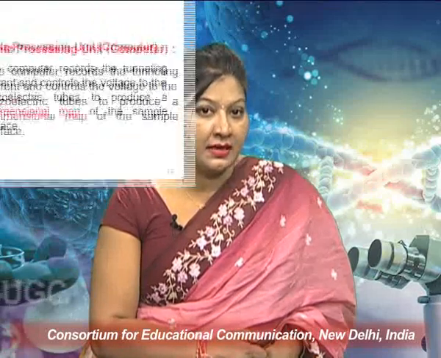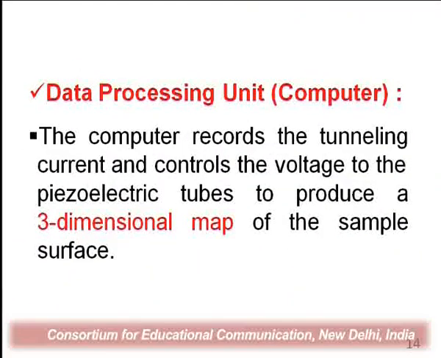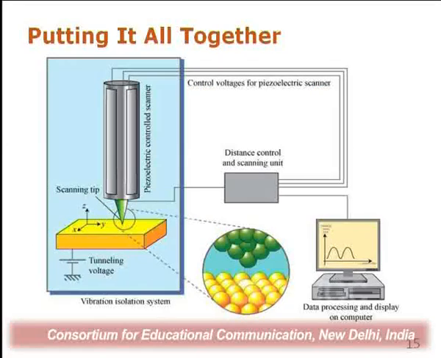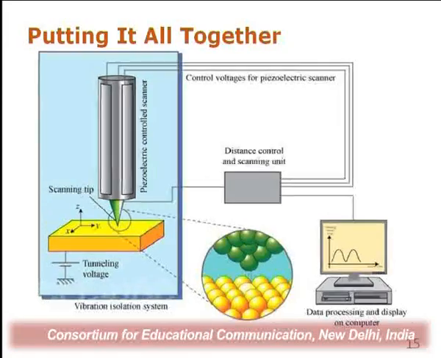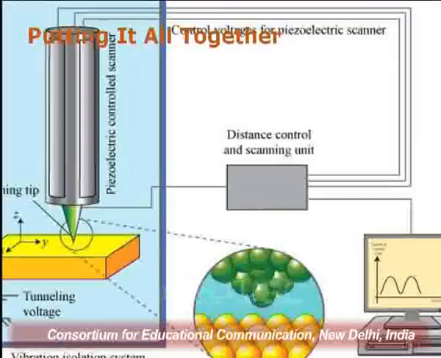As we know, it is a computer screen, or sometimes a display unit. So the computer records the tunneling current and controls the voltage to the piezoelectric tube to produce a three-dimensional map of the sample surface, and it is displayed on the screen. Now we connect these in one system, and putting it all together, we can get this.